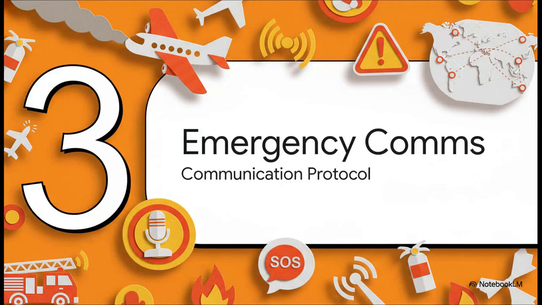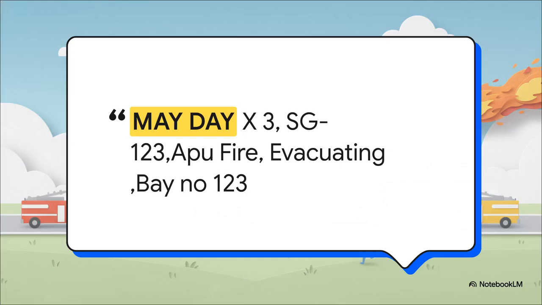Section 3. Emergency Communications Protocol. At this exact moment, roles divide to maximize efficiency. While the captain instantly informs ground control about the APU fire, the first officer gets on the radio to air traffic control with this exact distress call: Mayday, Mayday, Mayday.